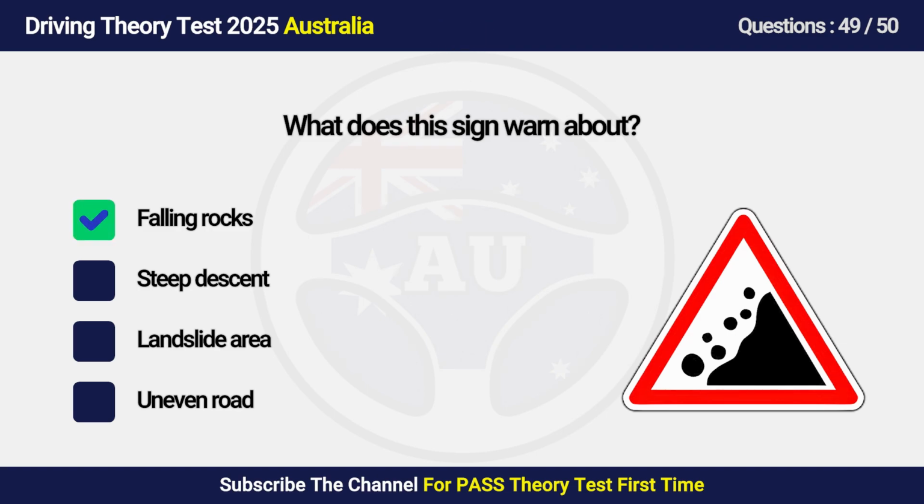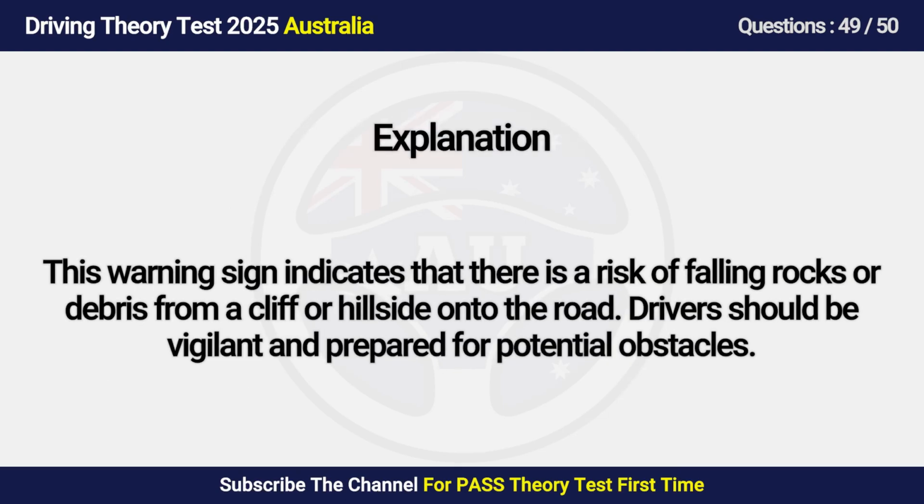Answer is A. Falling rocks. This warning sign indicates that there is a risk of falling rocks or debris from a cliff or hillside onto the road. Drivers should be vigilant and prepared for potential obstacles.